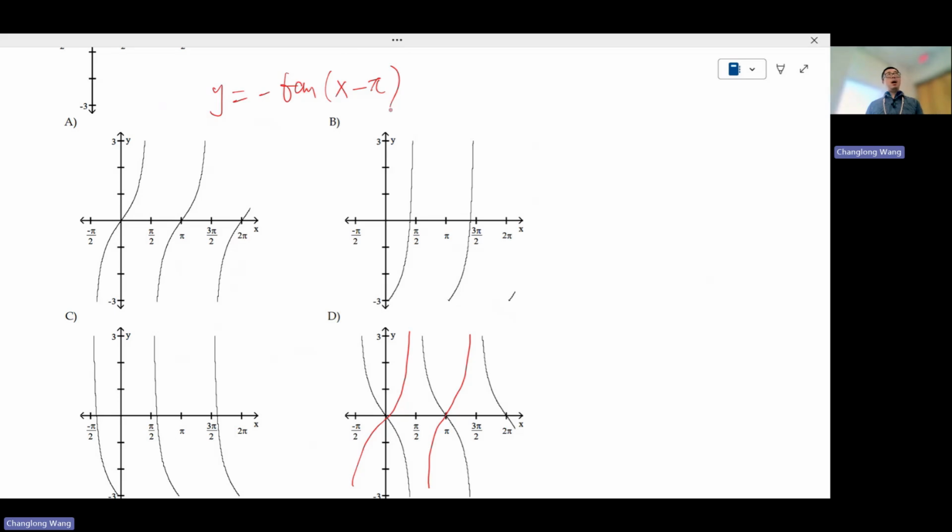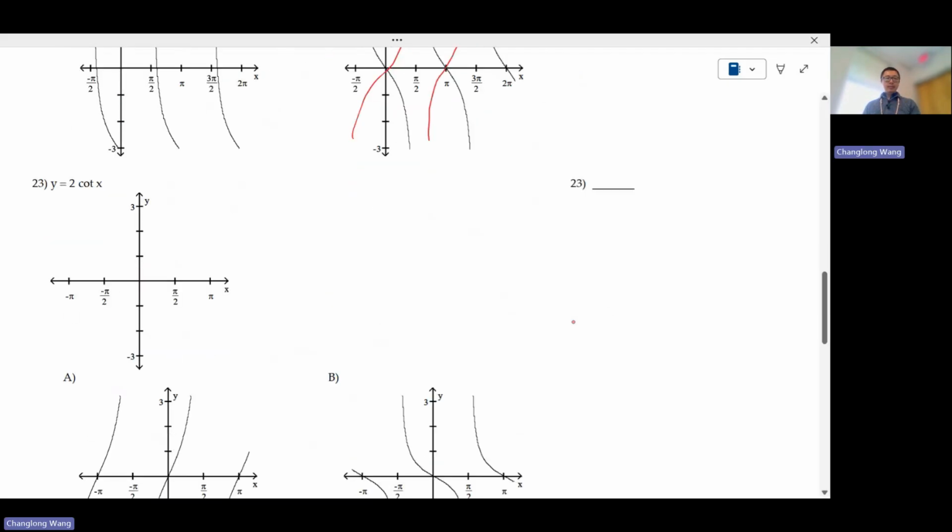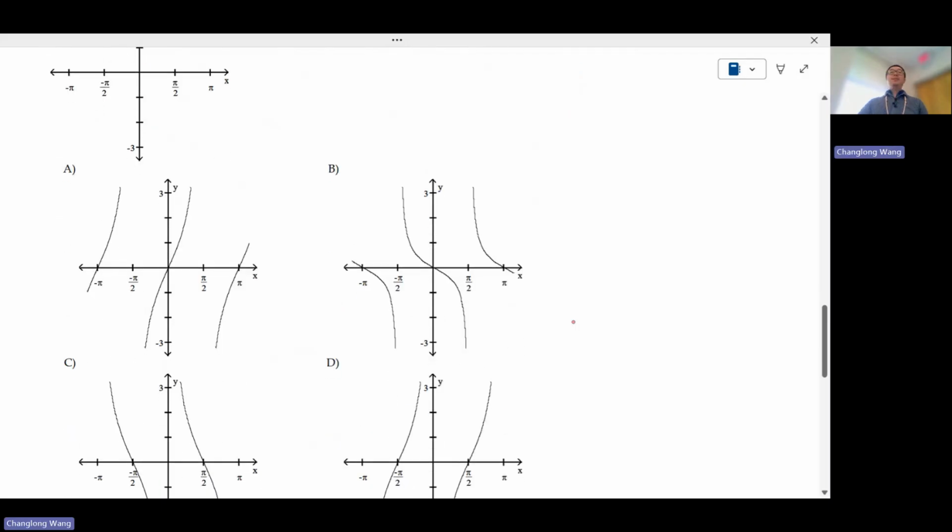If you even add or subtract pi, it does become the same, right? So that means, technically speaking, this is nothing but negative tangent of x. That means, indeed, you only have to worry about the vertical flip. Okay? Now, let's try one more with the cotangent. All right?